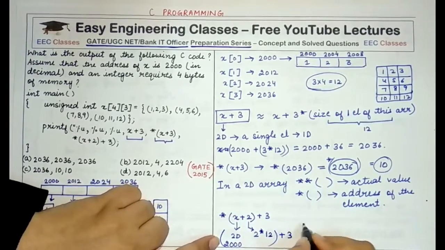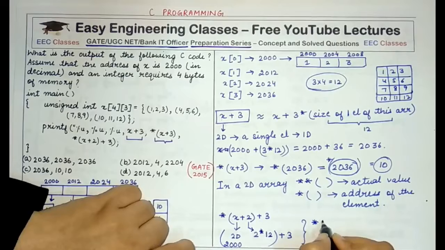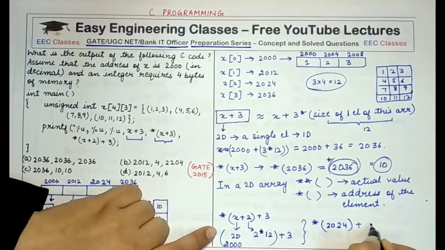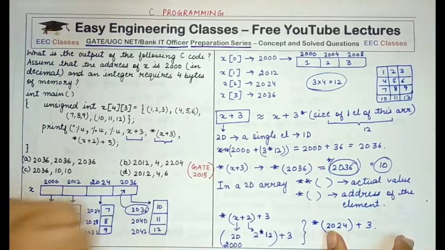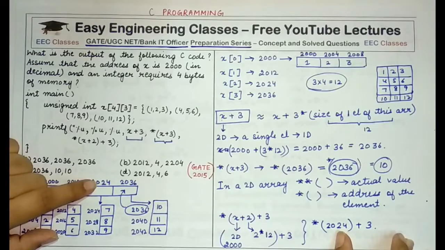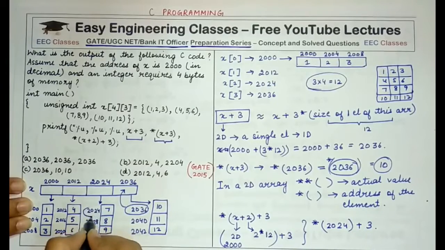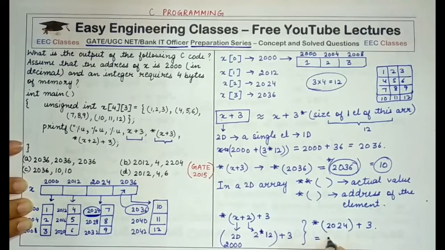So what does this expression become? It basically becomes star of 2024, plus 3. Now, what is 2024? 2024 is a location, and the element that would be present at 2024 would be the starting address of the 1D array. So this is 2024 again that would be present. So this value is 2024 plus 3.